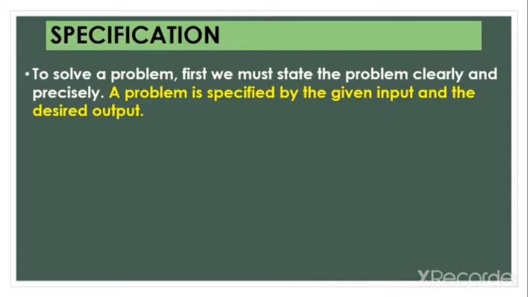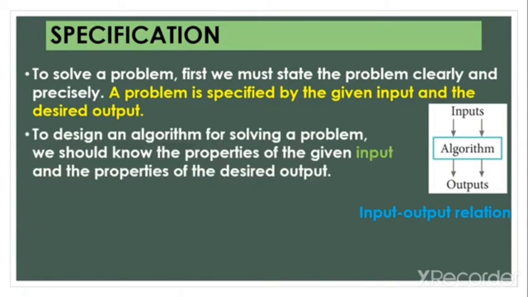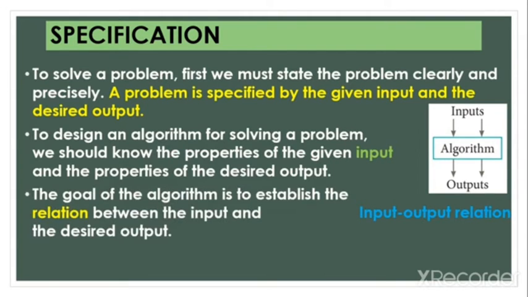The problem is specified by the given input and desired output. So each problem is specified by the input and desired output. We have to find the relation between the input and output also. To decide an algorithm for solving a problem, we should know the properties of the given input and the properties of the desired output. Just giving input and output is not enough; we have to give their properties too.